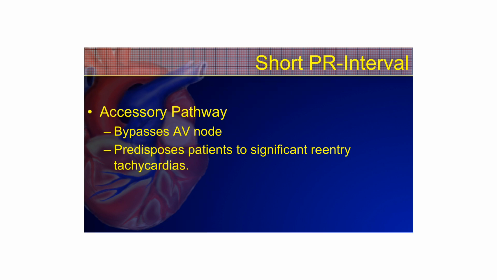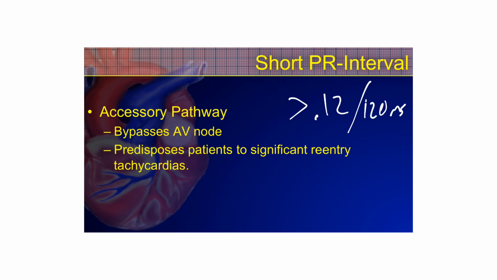Remember I said that the PR interval could actually be too short, right? It's too short if it's less than 0.12 seconds or 120 milliseconds, right? 3 small boxes. If it's shorter than that, it's too short. And that's usually caused by an accessory pathway. Something is bypassing the AV node, and your conduction is going straight from the atria to the ventricles.